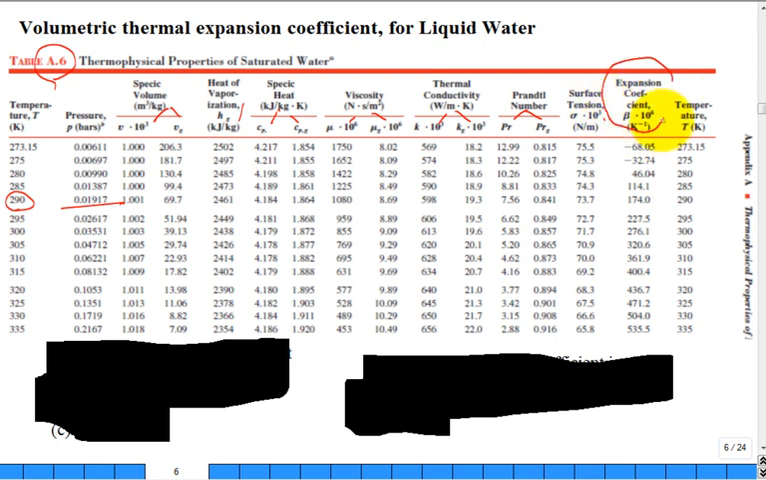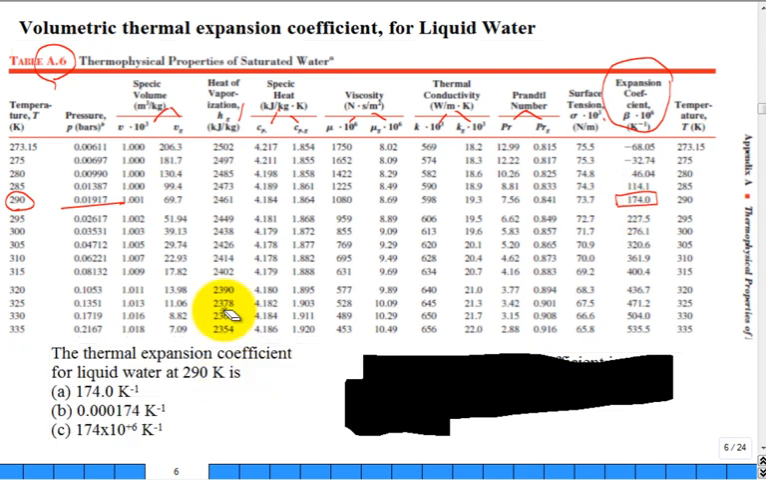Aha. What is that? Expansion coefficient. It's beta. So I look down here and I grab the 174.0. And here's my question for you. The thermal expansion coefficient of liquid water at 290 is 170 inverse Kelvin, or 0.0000 whatever, 174 inverse Kelvin, or 174 times 10 to the plus 6 inverse Kelvin, A, B, or C.